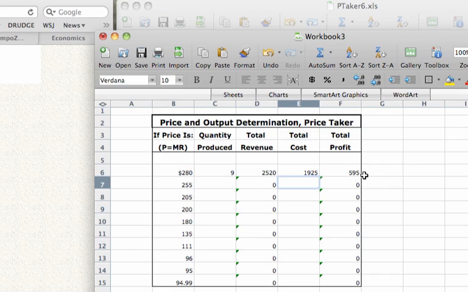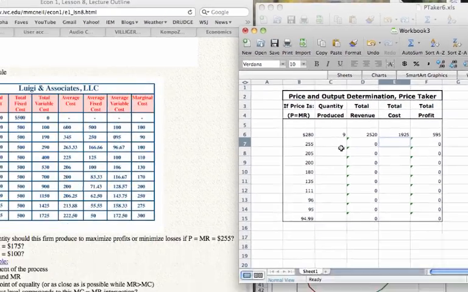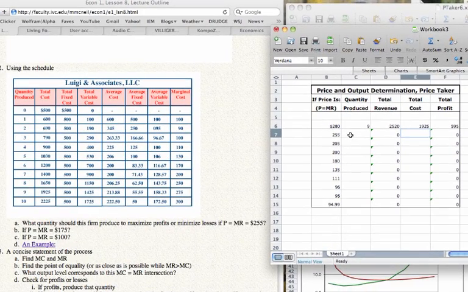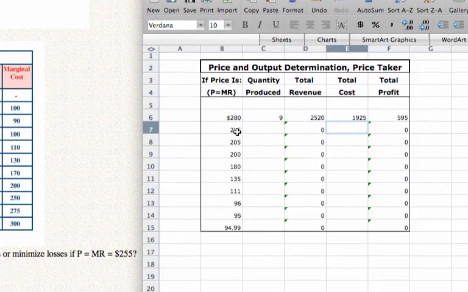This is economic profit. Okay, but the price in the market changes, and so I'm going to give you every possible price and see what the firm will do. If the price changes to $255, will the firm still produce 9 units? The answer is no. On the 9th unit, the marginal cost exceeds the marginal benefit, but they will produce 8 units because the marginal benefit is $255 and the marginal cost is only $250. So they will produce 8 units.